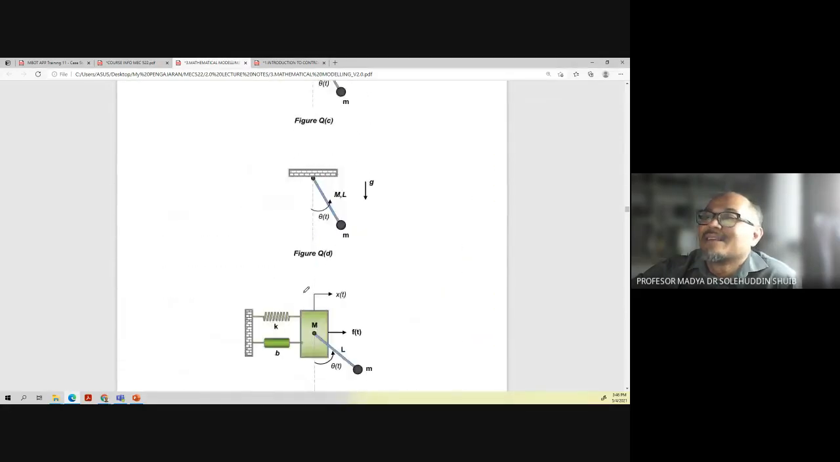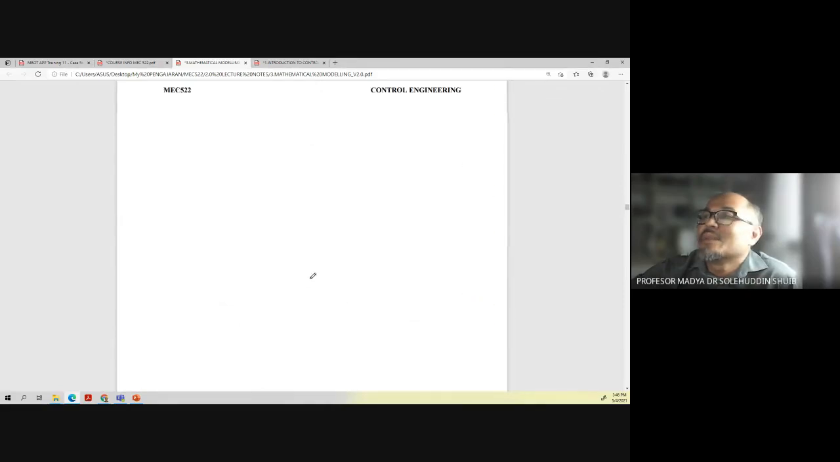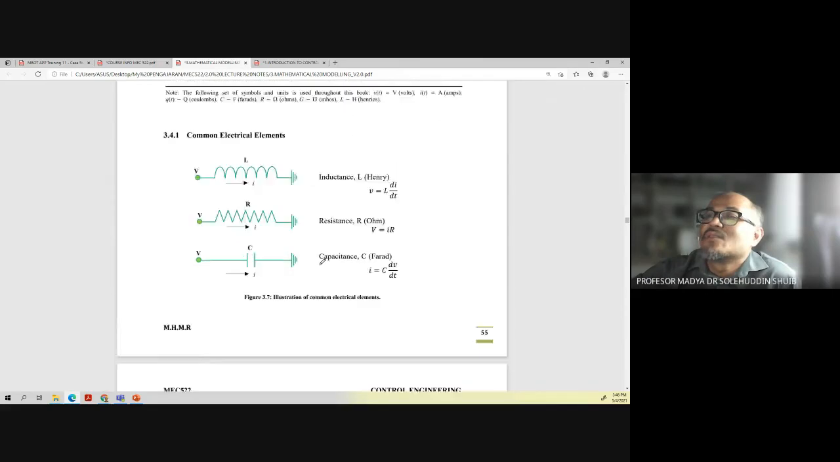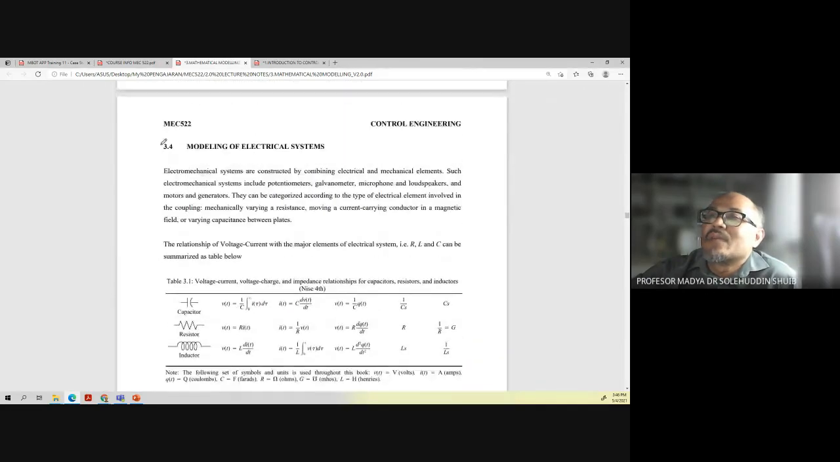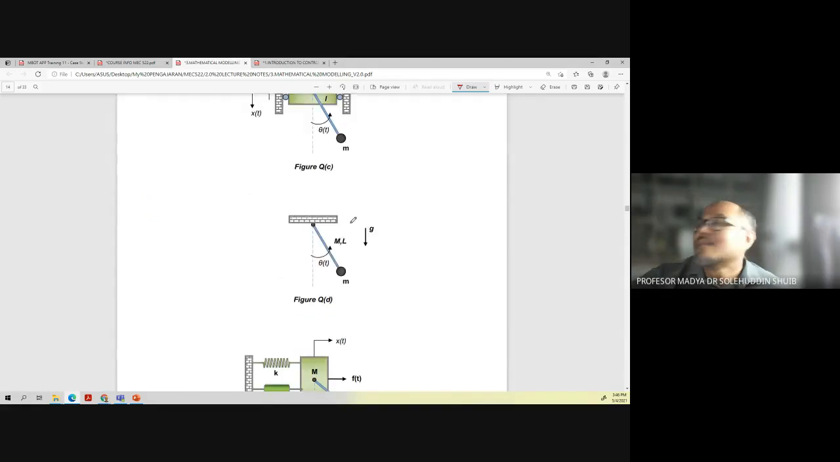So I hope you can go through this example on your own. In our next class, we are going to proceed to look at how to model the electrical system. By the way, I'm going to give you a few problems for you to solve, in order to strengthen your understanding.